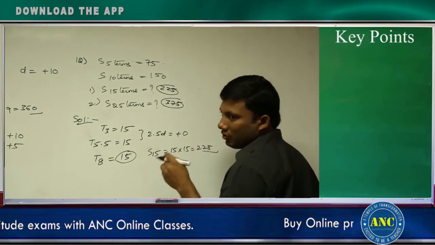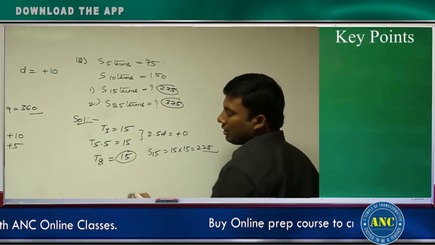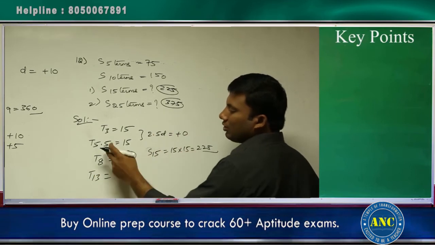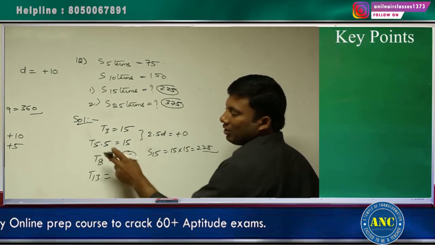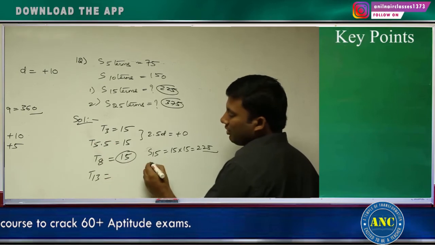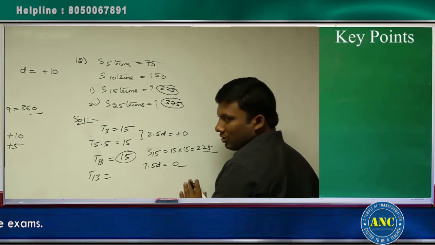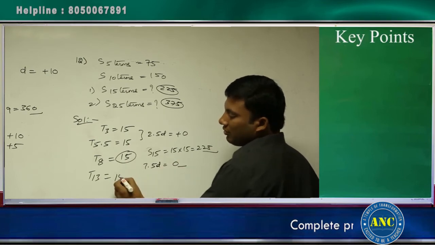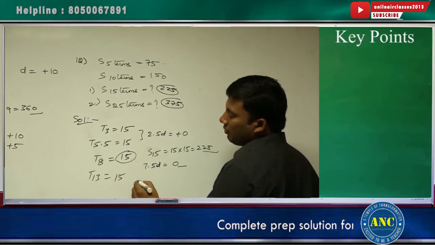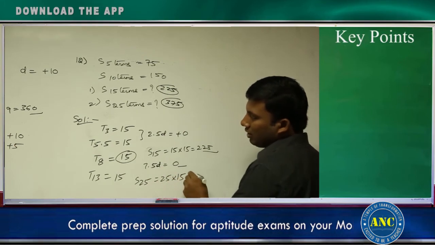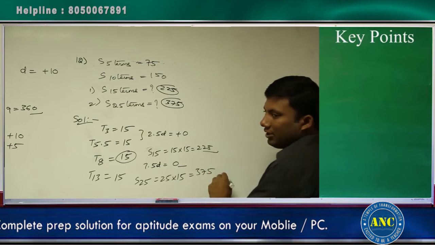25 terms, 12 to the left, 12 to the right, T13. 2.5D is 0, 5.5 to 13. How much is the increase? 7.5D. 2.5D is 0, so 7.5D will also be 0. 0 plus 15 is 15. So, how much will it become? Yes, S25 is 25 into 15, 375. Please write.